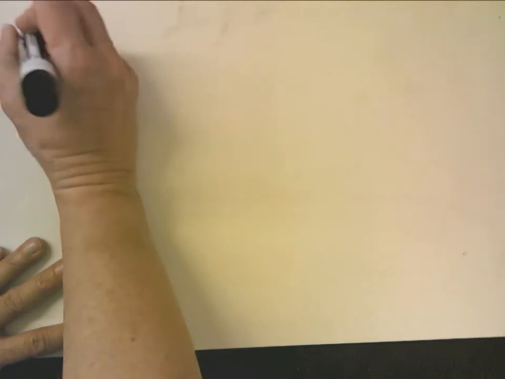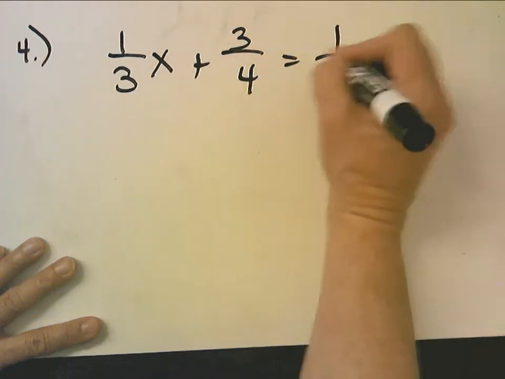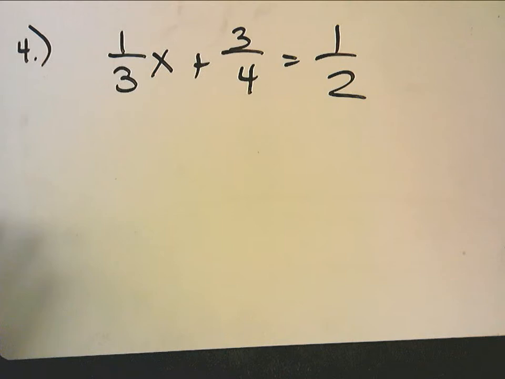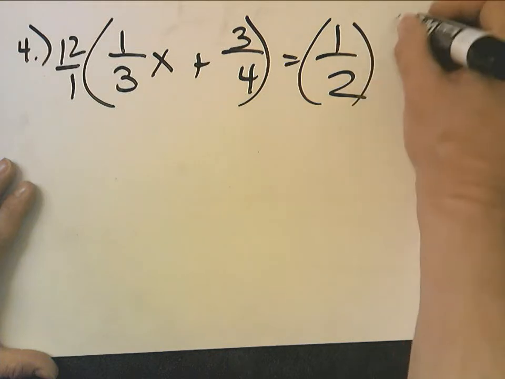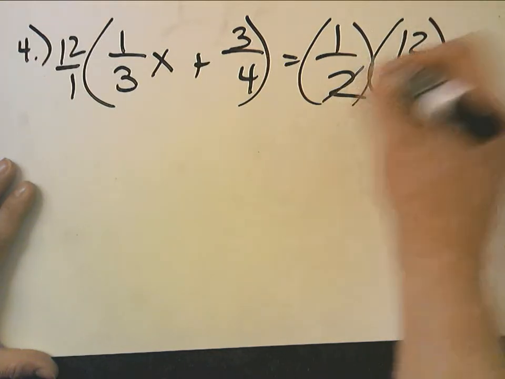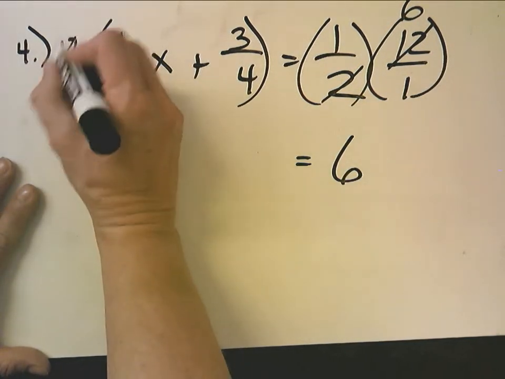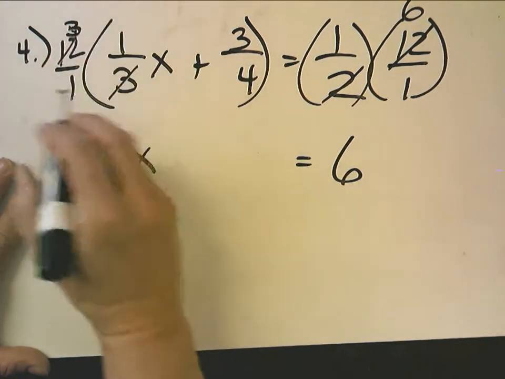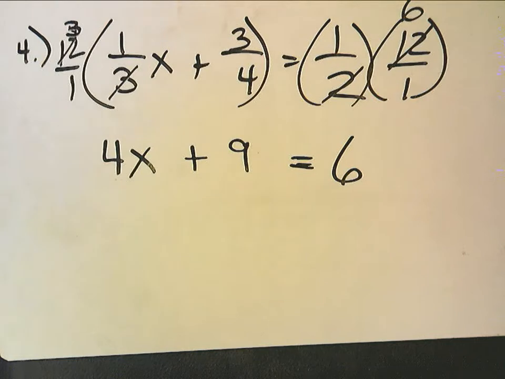Now, for number 4, here, there's no way to get rid of these fractions unless we multiply by a common denominator. And a common denominator would be 12. So that means I'm going to multiply this side by 12 and this side by 12. This is easy. This side is a 6. Here, 3 goes into 12 4 times. That becomes 4x. 4 goes into 12 3 times. 3 times 3 is 9. So this becomes 4x plus 9 equals 6.